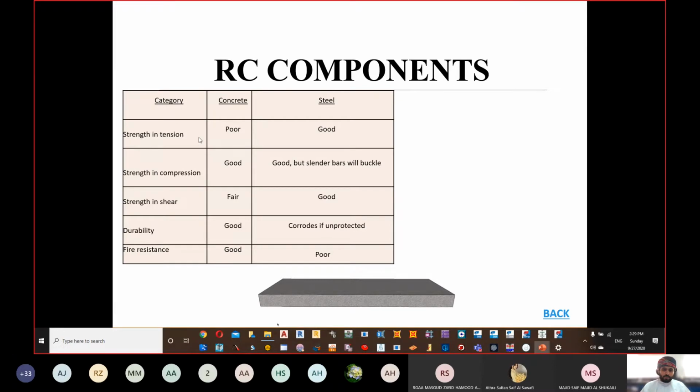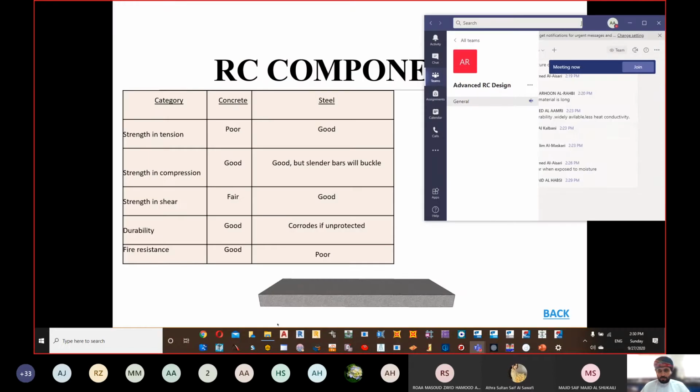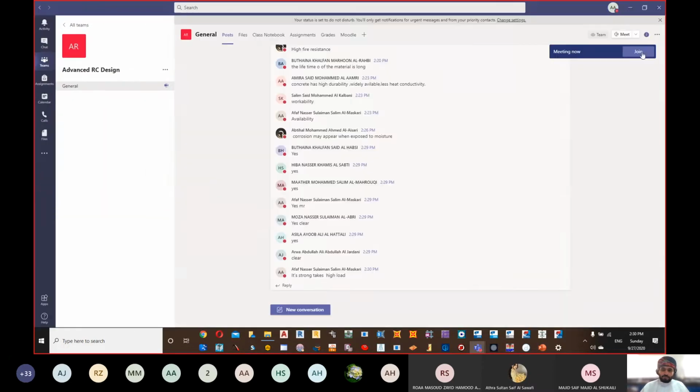So now, when we talk about concrete, can anybody tell me why concrete is good? Why is concrete good in compression? You used to know that concrete is very good for compression, steel is very good for tension. Why is that happening? Now, instead of memorizing, you should be understanding why this is happening. So why is concrete good for compression? Why?